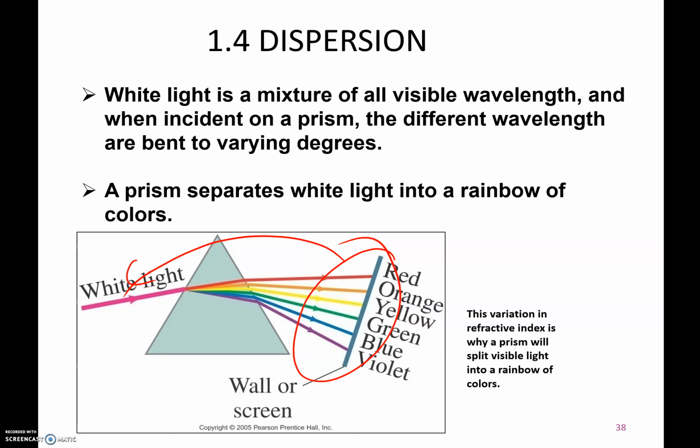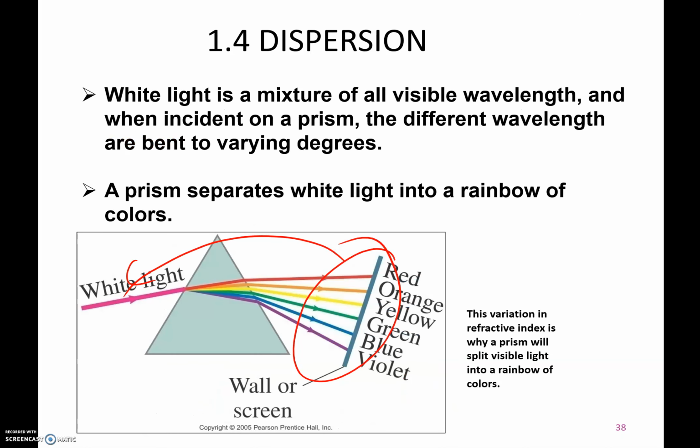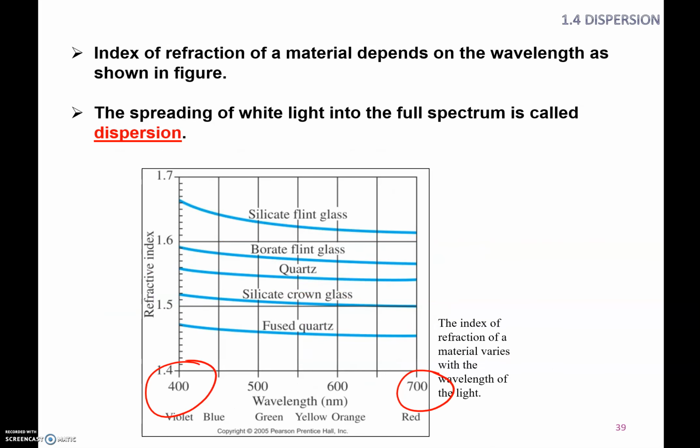So how do we disperse the white color? Easy. We can use a prism. If you put a prism and then shine a white light through it, this white light will break into the 7 colors, and all 7 colors have different wavelengths depending on the type of color. For example, violet has the smallest wavelength of 400 nanometers, and red has the highest wavelength of 700 nanometers. You can see here violet is at the bottom, whereas red is at the top. So those are the differences in wavelength. The spreading of white light into the full spectrum is called dispersion.